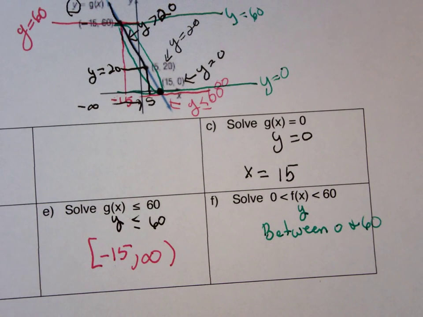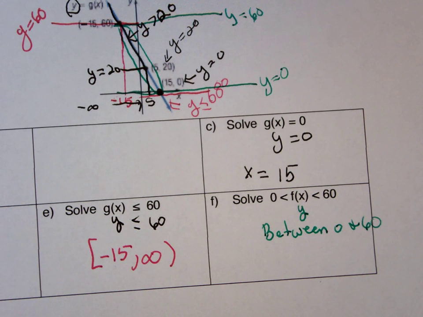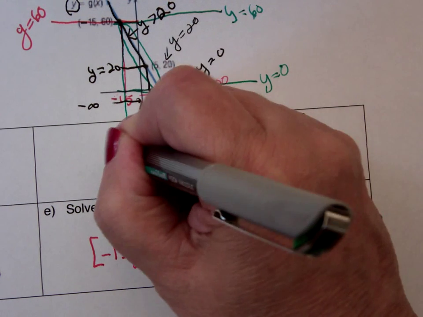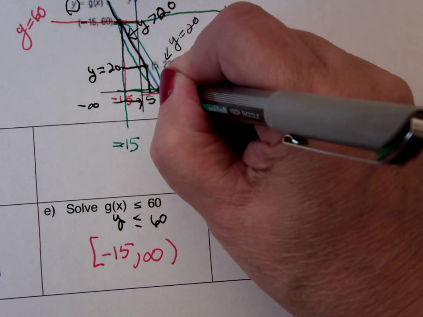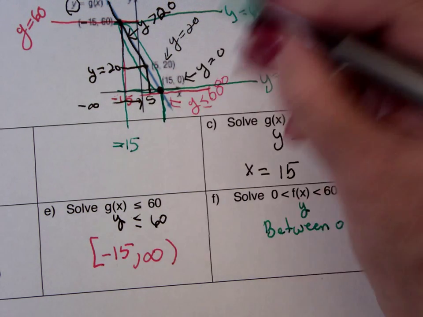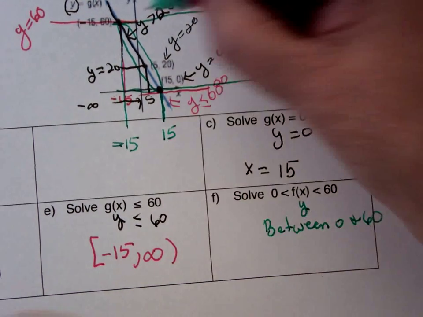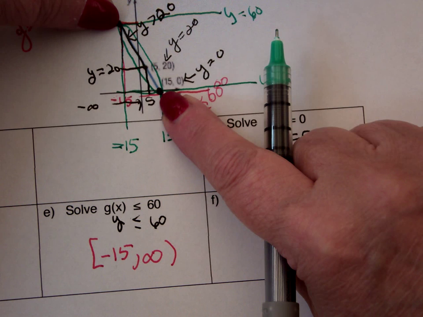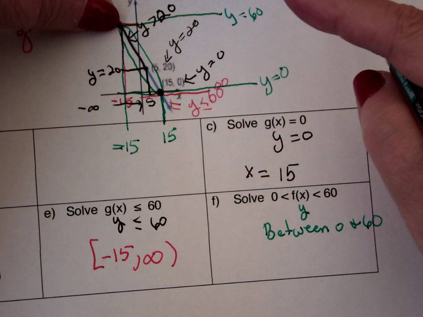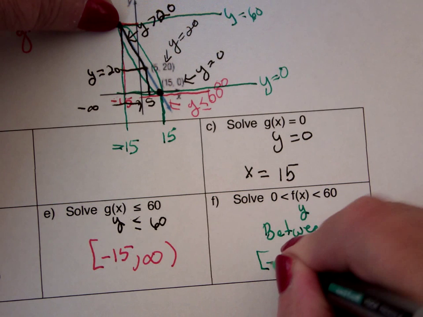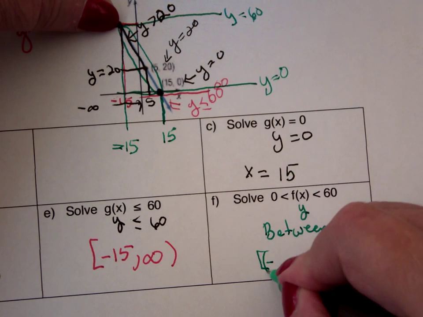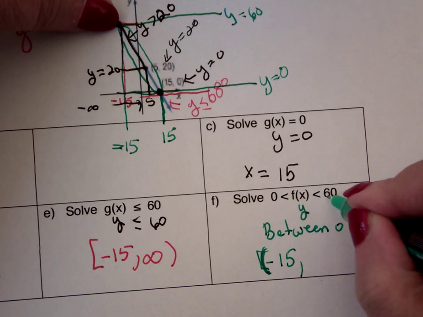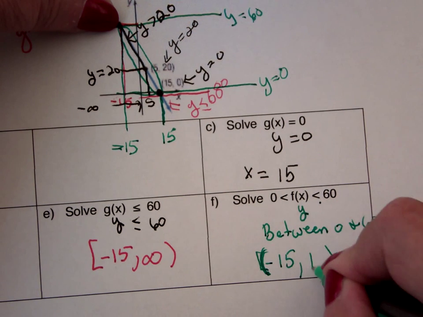So the question they're asking is, what x values give me that piece of graph? Well, I start here at negative 15. I go to here, which is positive 15. And that essentially is the endpoints of that graph. I only want that piece. So it's, well, it does not include, so it's a parenthesis. Negative 15. Does not include, so it's a parenthesis. 15.